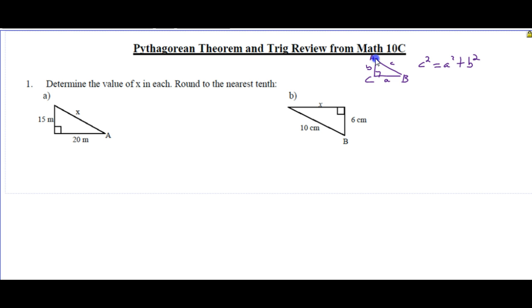And then it can also be rearranged. So we'll do some examples where we're finding the hypotenuse. We'll do some examples where we're finding another side, right? But we're always going to set it up using Pythagorean theorem.